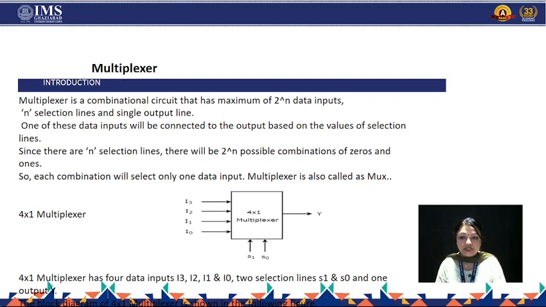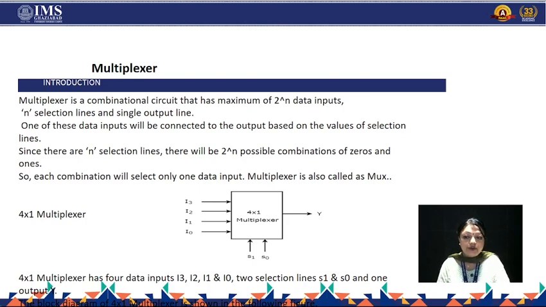A multiplexer is a combinational circuit that has a maximum of 2 to the power n data inputs, n selection lines, and a single output line. One of these data inputs will be connected to the output based on the value of the selection lines. Since there are n selection lines, there will be 2 to the power n possible combinations of zeros and ones. So each combination will select only one data input at a time. A multiplexer is also called a mux.